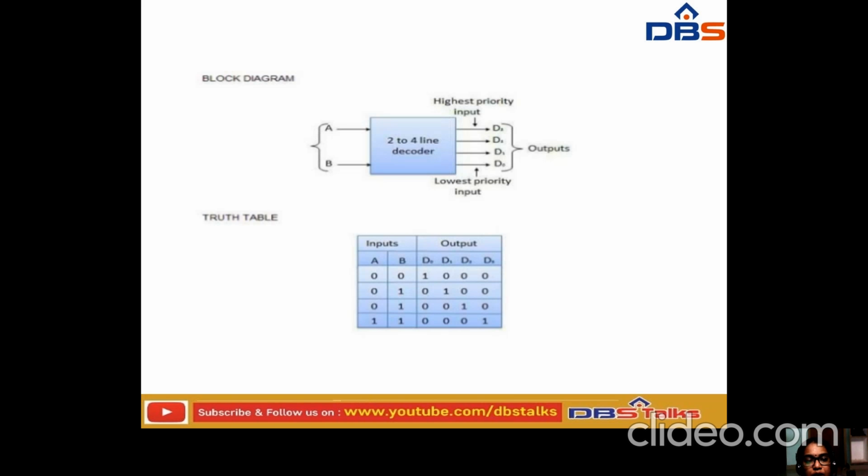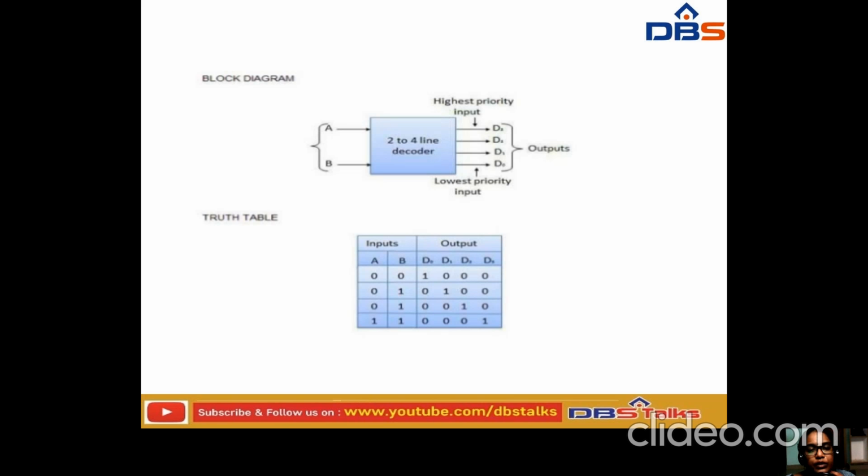Another thing that we have to keep in mind is that we have to give priority to the outputs also. Whatever output we get first will get the first priority, and the next output we get will get the next priority. Just like that we are going to give the priority. Okay.